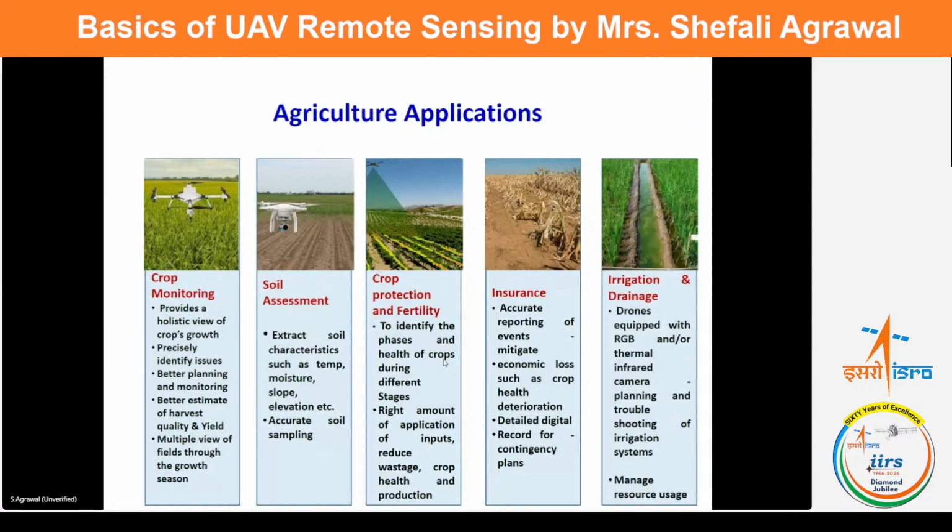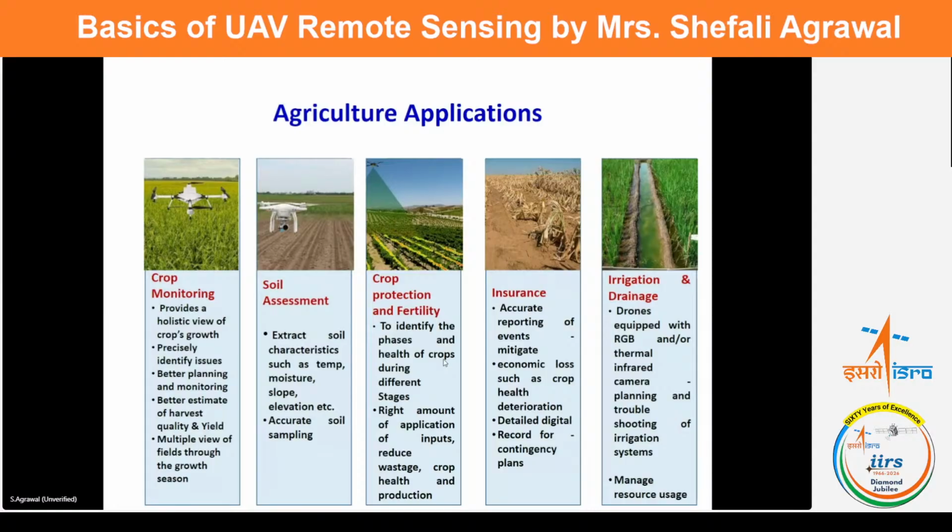Drones also play a very important role in agricultural insurance to assess the damages due to floods, droughts, or any other environmental conditions. The high-resolution images provide clear, objective evidence for crop insurance claims and compensations. So crop insurance is one area where drones are becoming very useful.